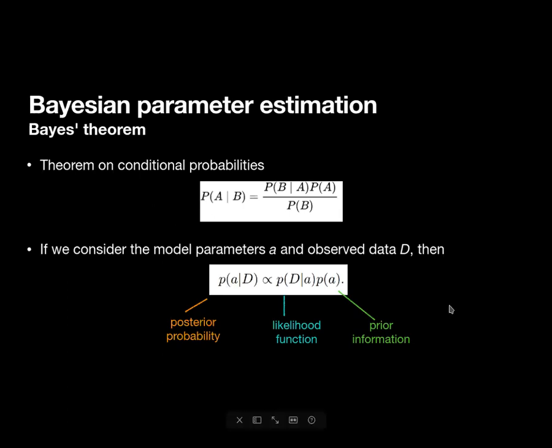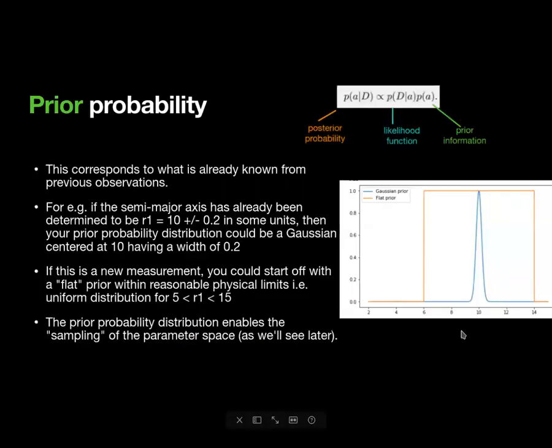To explain each of these terms in more detail, a prior probability is essentially all the prior information which is available. So suppose you already have some other observation, and you have some additional observation which is adding to the data.